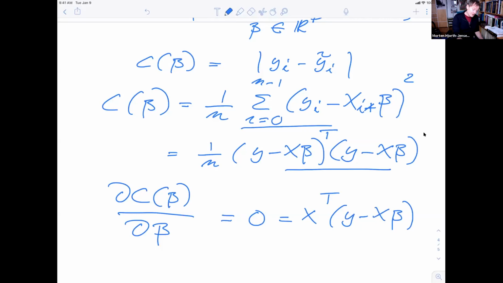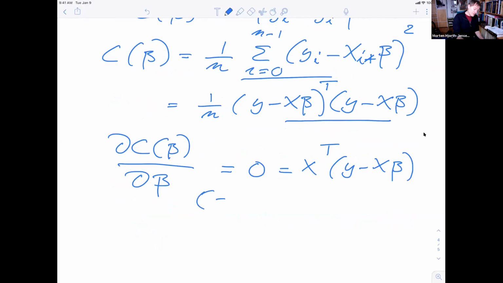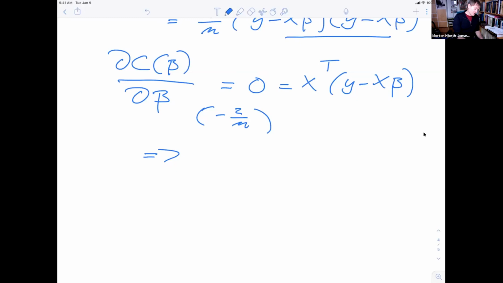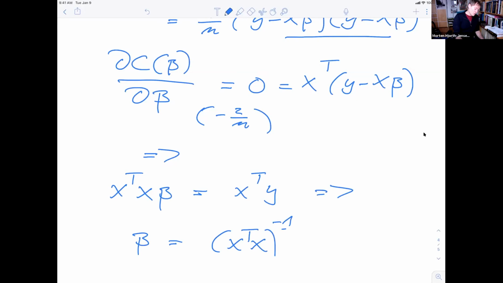Actually, when you take the derivative here, you will have a factor of minus 2 over n. So there's something which I have suppressed here. But since we're putting that to zero, we can just multiply these constants away. So we don't need to deal with these constants, and I suppress them in the expression there. So that means the following. When I want to find the parameters beta, I get that x transpose x beta is equal to x transpose y. And that means simply that my beta, the parameters which I have, are given by x transpose x inverse times x transpose y.